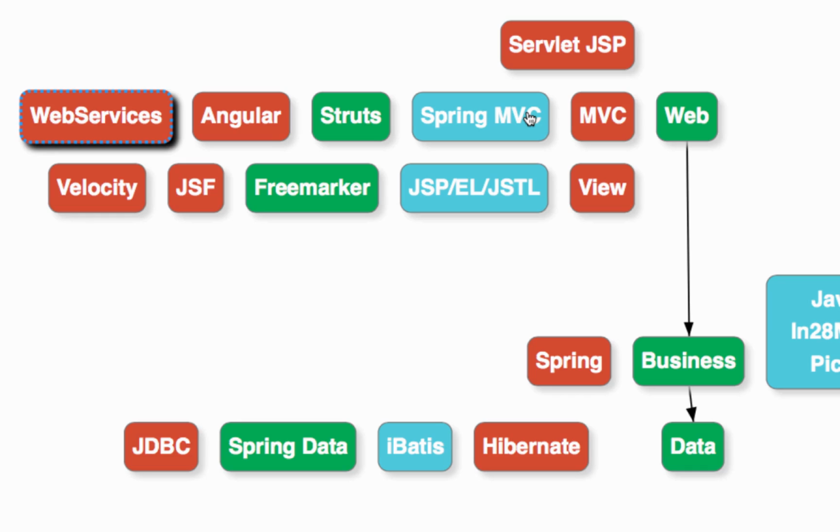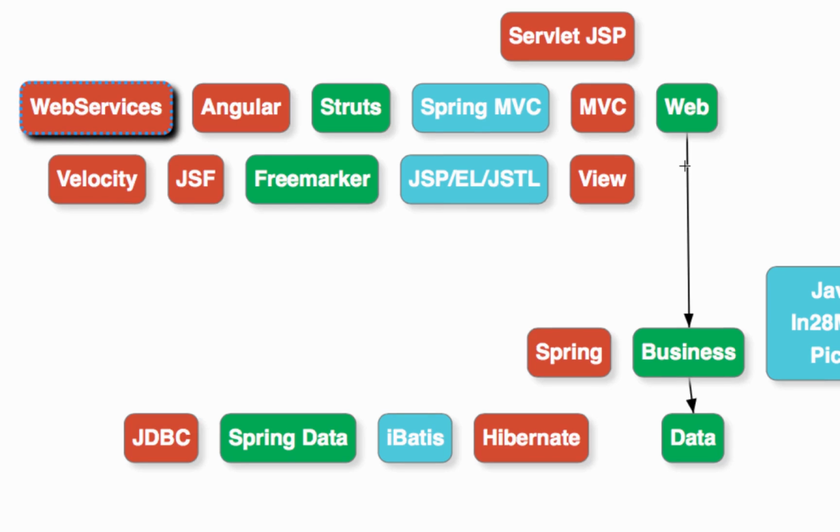Spring MVC and Struts are MVC frameworks. JSP, JSTL, EL, these are view related technologies. Alternatives to JSP are FreeMarker and Velocity. JSF is a little different thing. Let's ignore it for now.